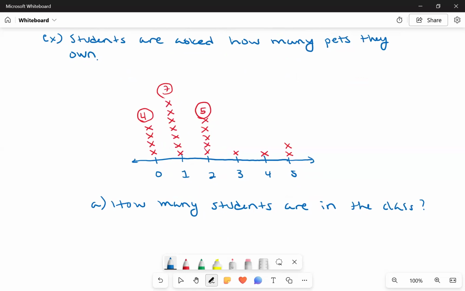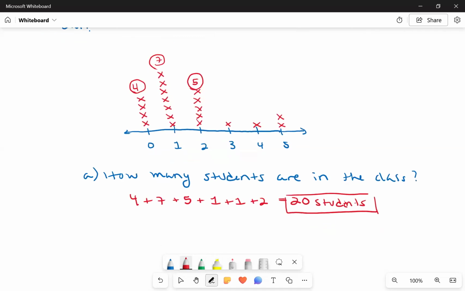Wow. Okay. 16 plus an additional 1, 2, 3, 4. So 20. I'm going to actually write it out though. 4 plus 7 plus 5 plus 1 plus 1 plus 2, which totals up to 20. 20 students. There we go. All right. That's how we show work.